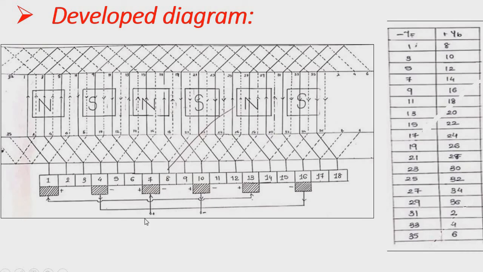This is wrong, mistakenly placed. So now connect all the positive brushes like this. These plus are connected to each other, and these minus are connected to each other, and this is the main positive, this is the main negative. So this is the developed form of the lap winding. It is most important.